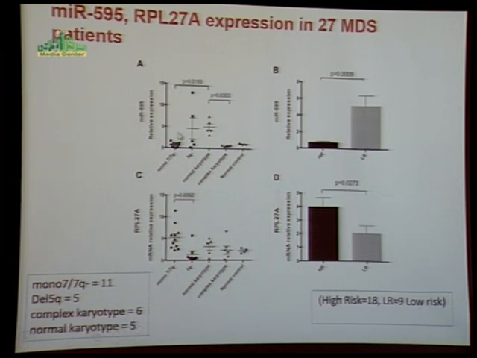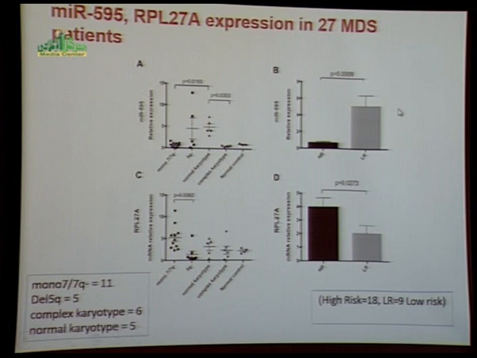We can see here that in monosomy 7, the expression of miR-595 was significantly downregulated compared to the patients with a normal karyotype. Also, the patients with a complex karyotype, including abnormality in chromosome 7, were significantly downregulated compared to the normal karyotype. For the ribosomal protein, the inverse relation was also observed, but this time it is with the 5q minus, which is considered a good prognosis, similar to the normal karyotype.